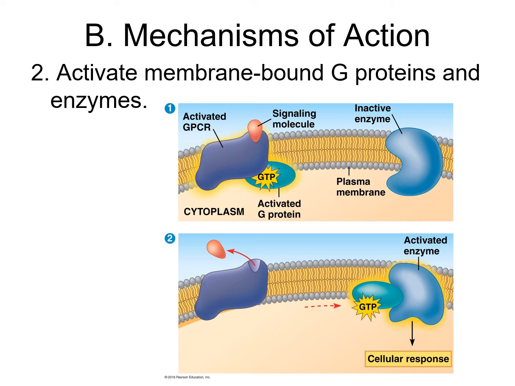In its activated form, the G protein moves, sidles over, and binds with an enzyme that's bound to the membrane that was previously in an inactive shape. And the binding of the G protein activates this enzyme. It starts catalyzing its target reaction, and that changes the physiology of that cell, causes a cellular response.